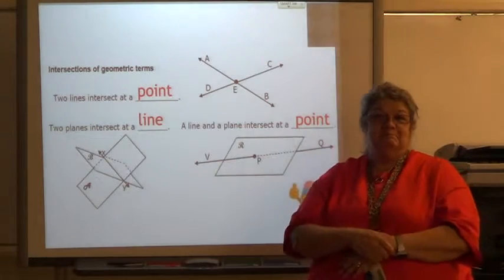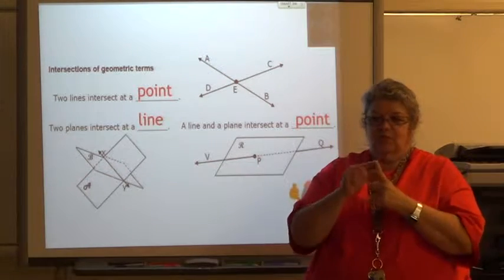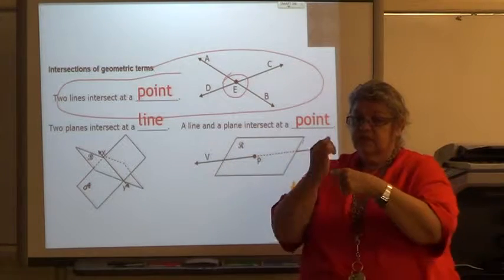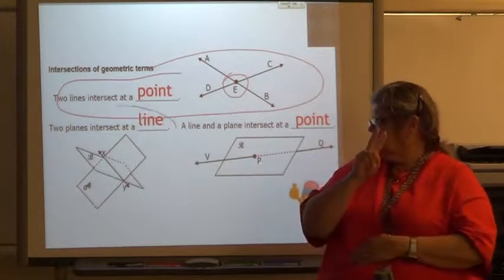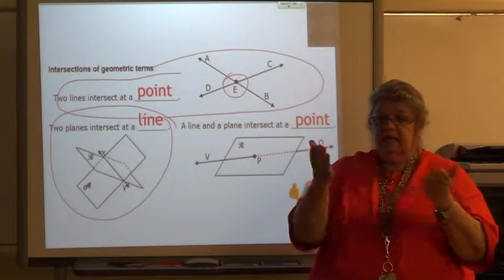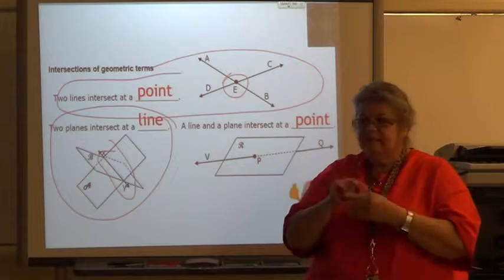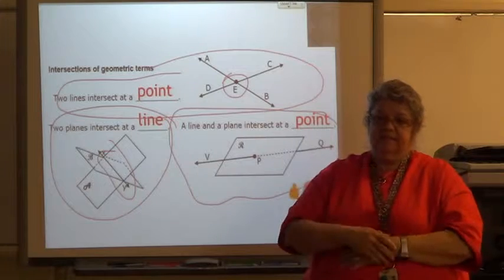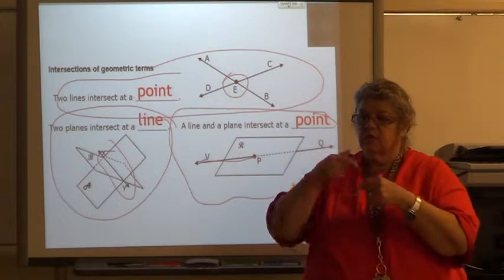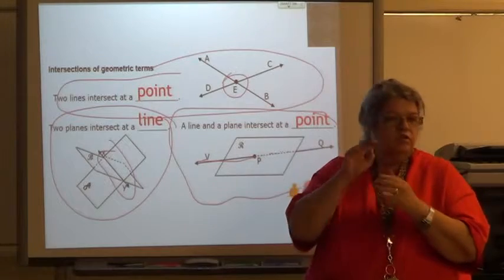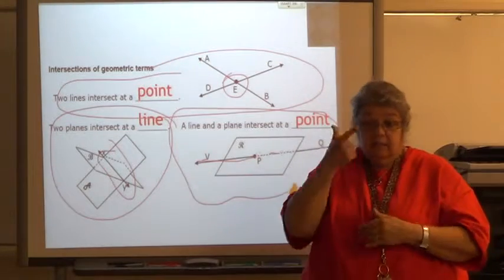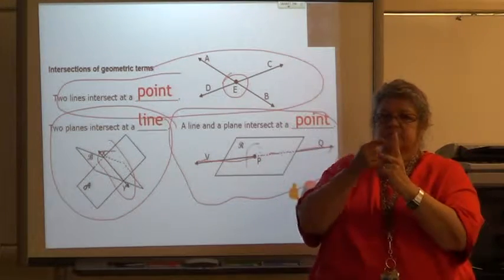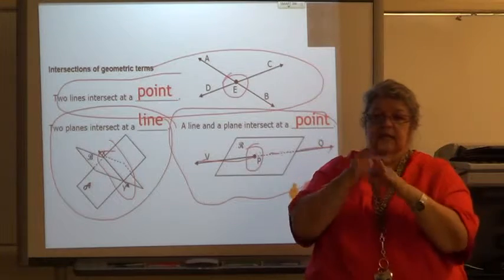Now we need to write these words and draw the picture. 2 lines intersect at a point. Here's 2 lines, here's their intersection, and that is a point. 2 planes intersect at a line. Here's 2 planes, they intersect right here, that is a line. And a line and a plane intersect at a point. There's a plane. The line is going through the front of that plane. Notice you can't see it right here because it's extending out behind the plane, and then here it is finishing its extension out behind. And it intersects at a point.